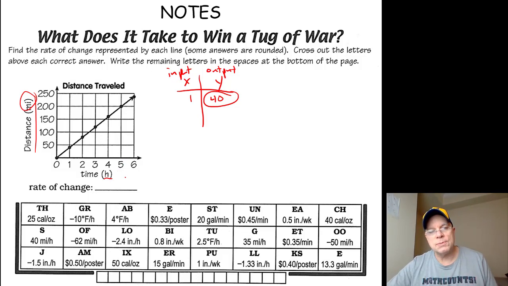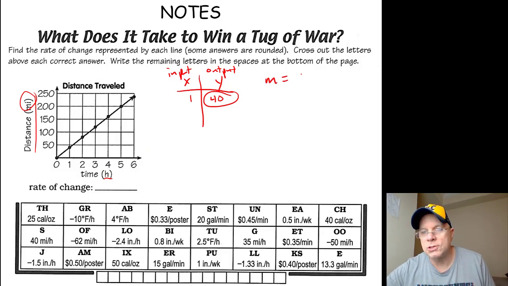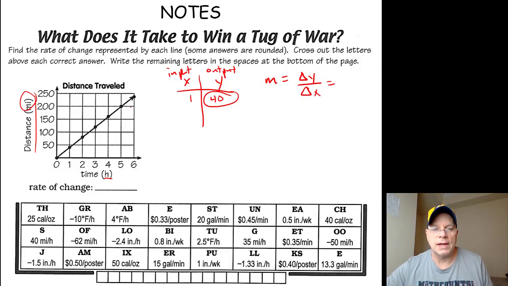The only difference between this and what we did for slope earlier this week is that we just have units, which we've already dealt with when we did our proportional reasoning unit. We wrote ratios. Remember, slope is just the ratio of the change in y over the change in x. The only difference here is we've got units to go with the numbers.